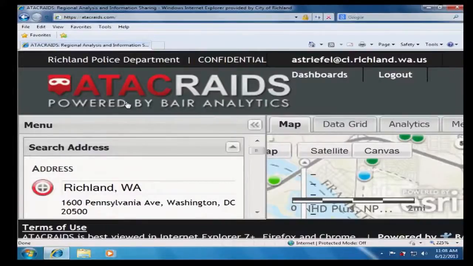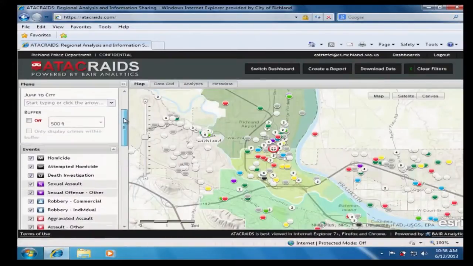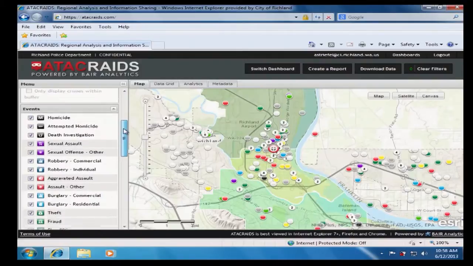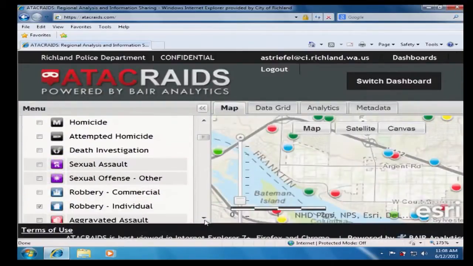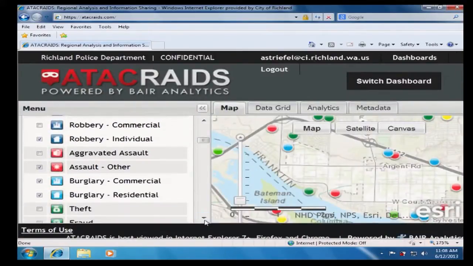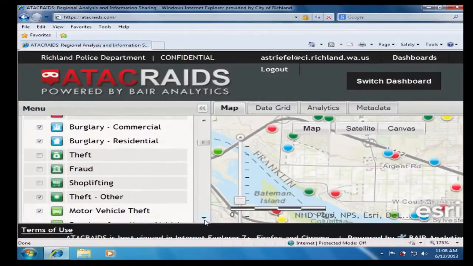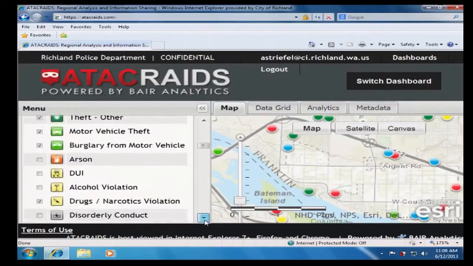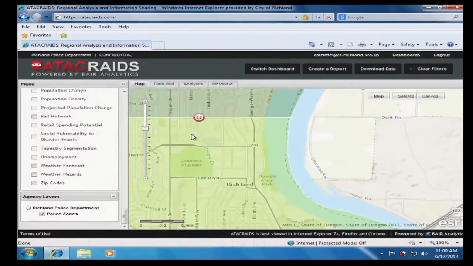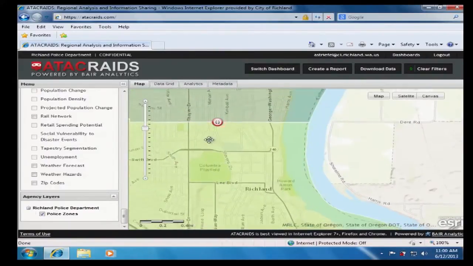The second piece of this is ATAC Raids, which is more specific for law enforcement. It's sensitive to law enforcement. It has up to 95 different captured fields that we can use for our predictive policing model. So it's what we build our analysis around, it's what we build our predictive policing model after, and it's what really helps us deploy our resources in an efficient and effective way.